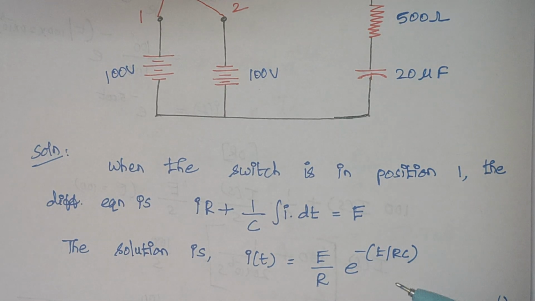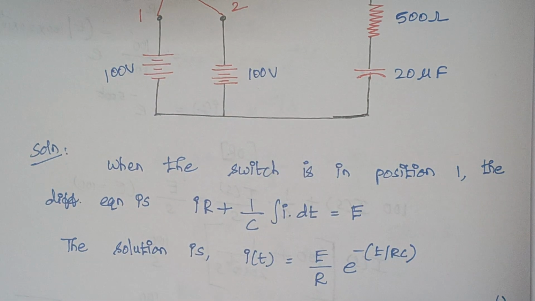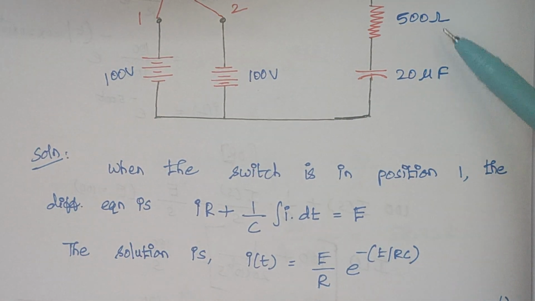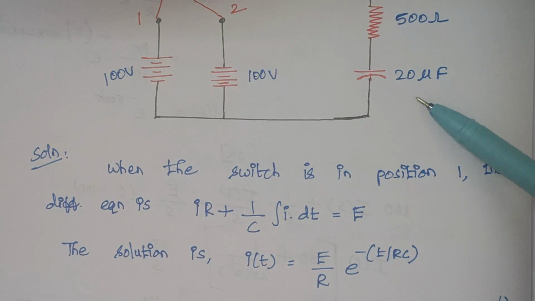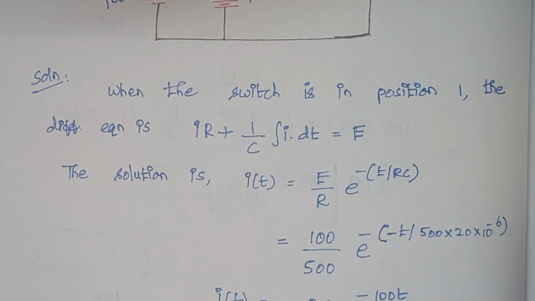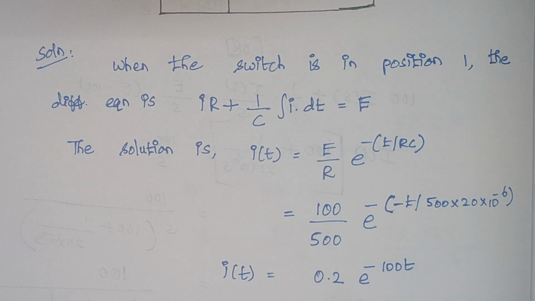In this case, we can substitute the values. We know the value of E, that is 100. The value of R is 500 and C is 20 into 10 to the power minus 6. So we know all the values, just substitute them, and here we are finding an expression for I of t. That is the transient current that flows when the switch is in position 1.